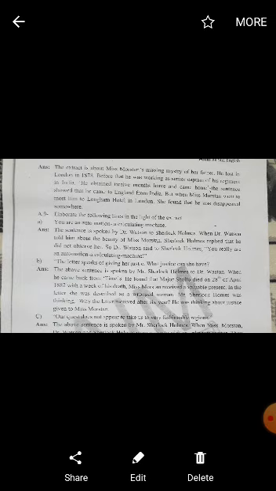So, we have seen this novel, The Sign of the Four. That is all about this novel.